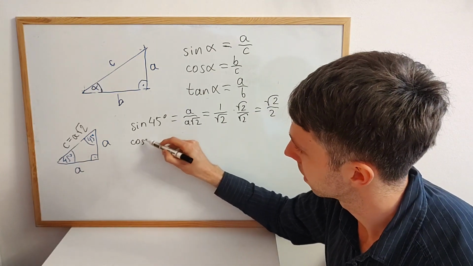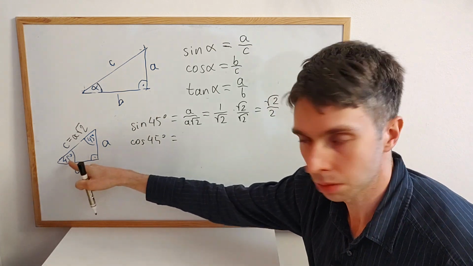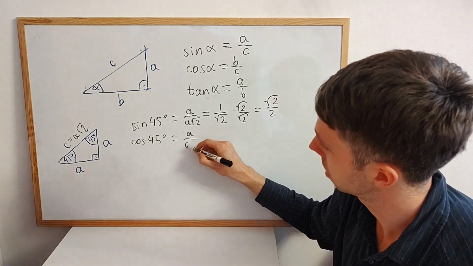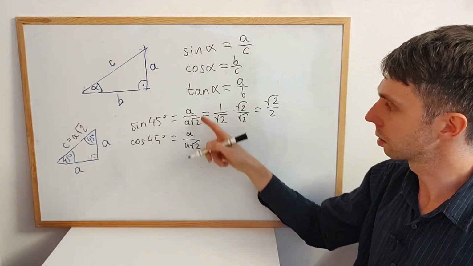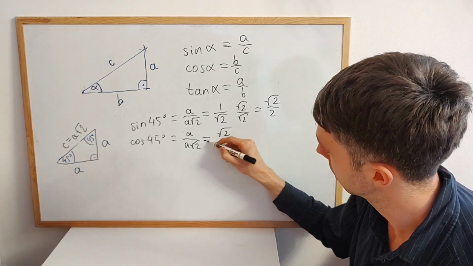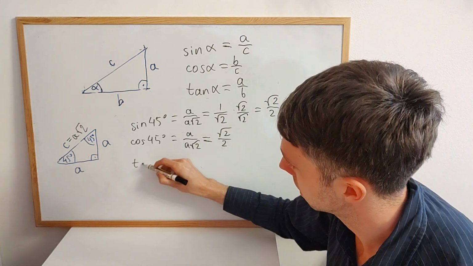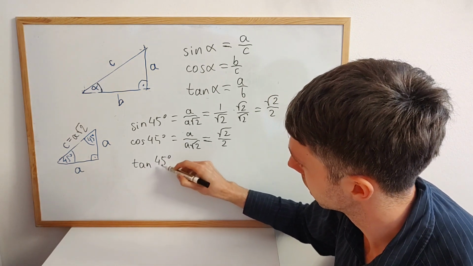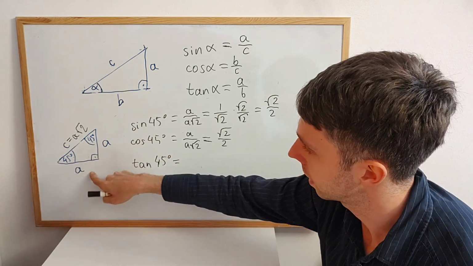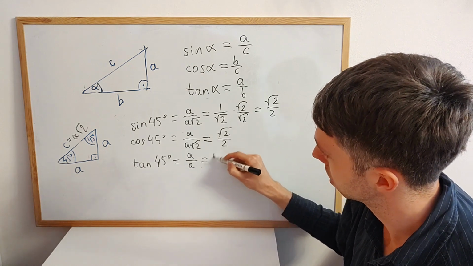Then cosine 45 degrees. So now it's the leg next to the angle, so a over hypotenuse, so a over square root of 2. So look, it's pretty much the same. So we know that the result will be square root of 2 divided by 2. And finally tangent 45 degrees. So it's the leg opposite to the angle divided by the leg next to the angle. So it's a over a, so it's just 1.